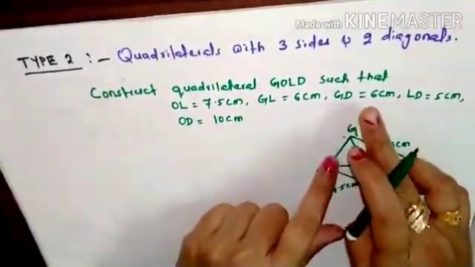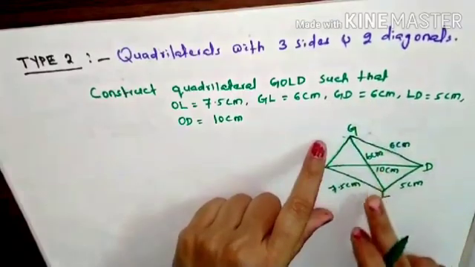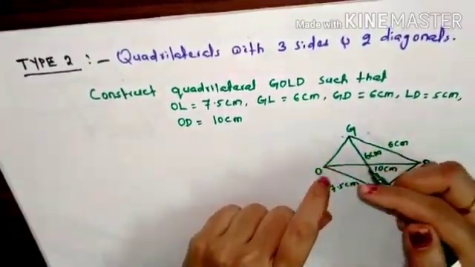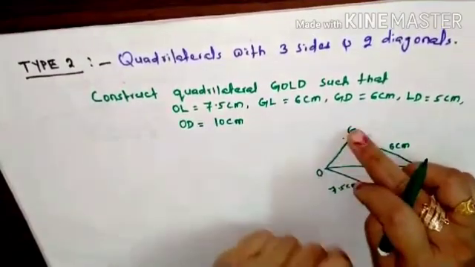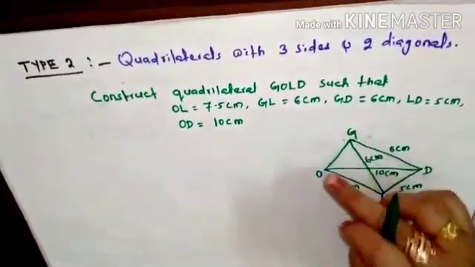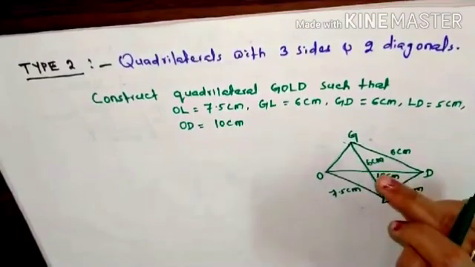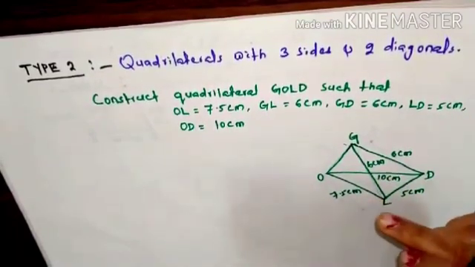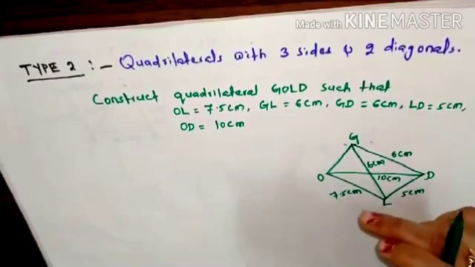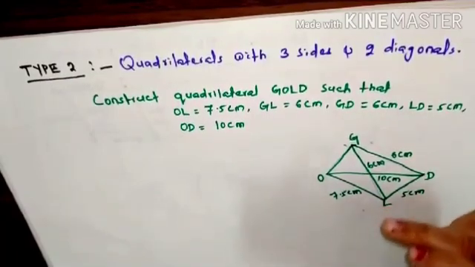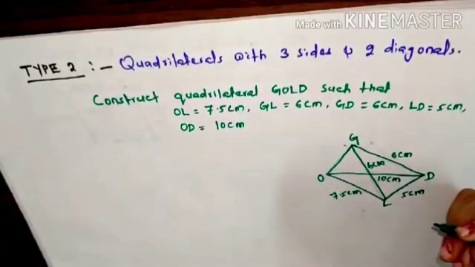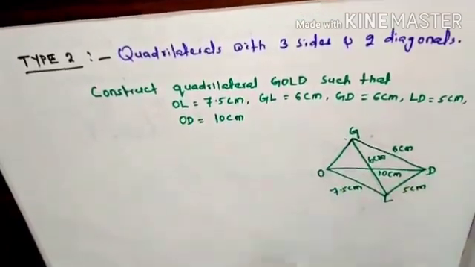So here in this figure both the diagonals are given, and 3 sides are given. OG is the side which is not mentioned. In this case, how to go about this? Here also we will draw one of the diagonals first. Which diagonal will you draw? We can draw any diagonal. I am going to draw diagonal OD first.